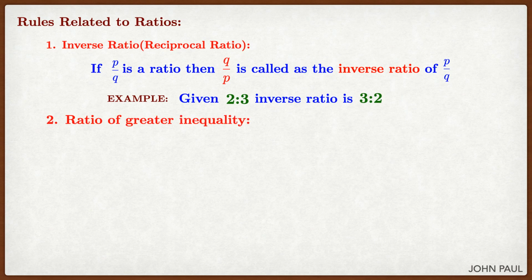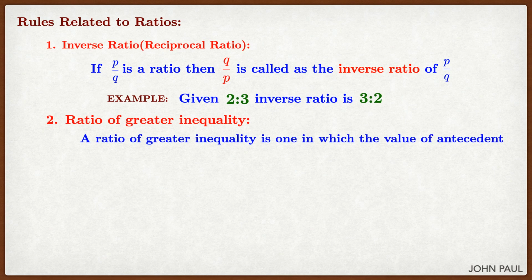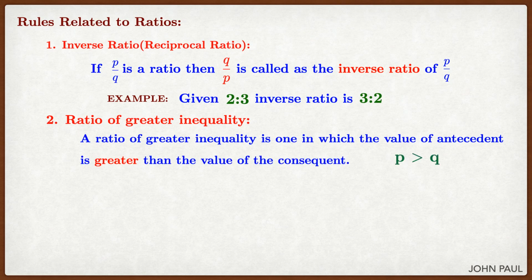Ratio of greater inequality. A ratio of greater inequality is one in which the value of the antecedent is greater than the value of the consequent. That is, P is greater than Q. Example, 5:4. Here P is greater than Q.